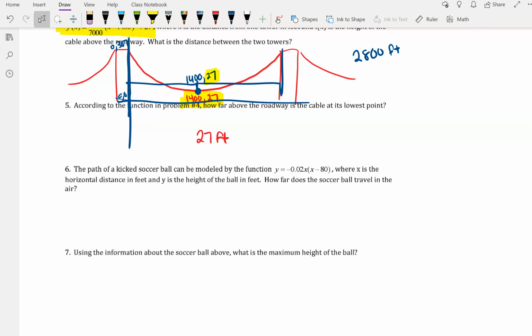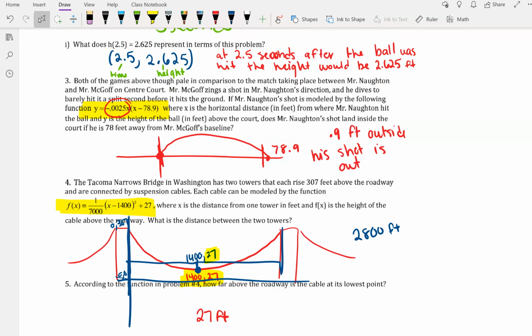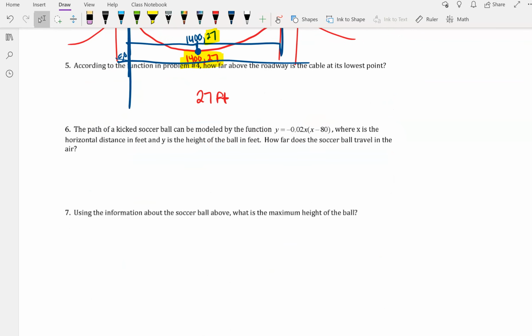All right, and then the last one is very similar to number 3. So I want you guys to try that one on your own, and then you can go over that in class with your teachers.